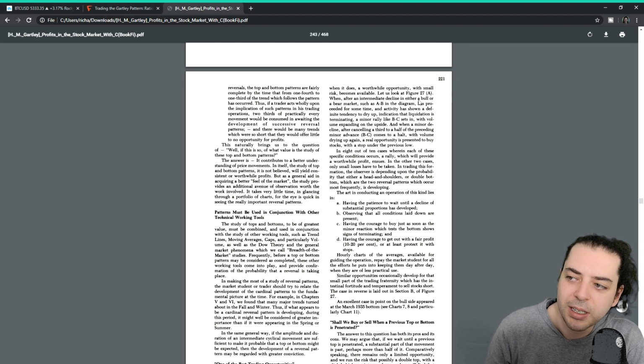When after an immediate decline in either a bull or bear market, such as A, B in the diagram, has proceeded for some time and the activity has shown a definite tendency to dry up, indication that liquidation is terminating.